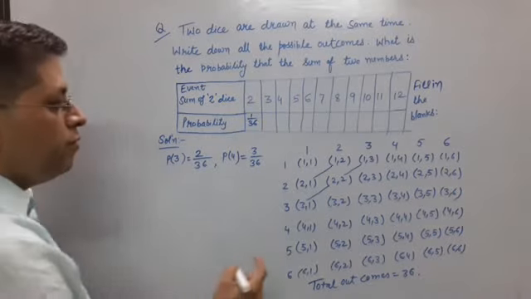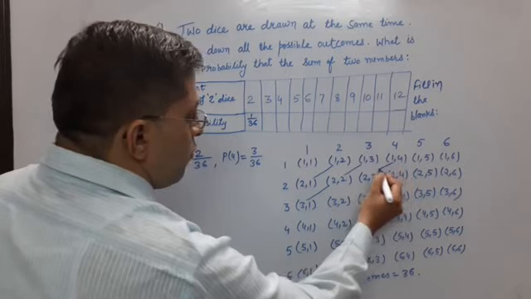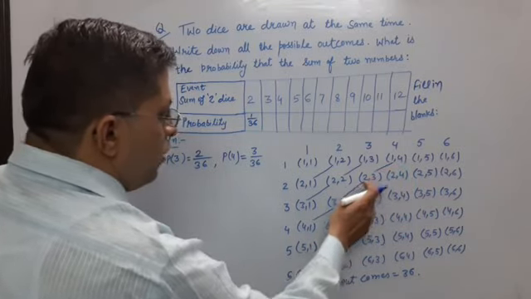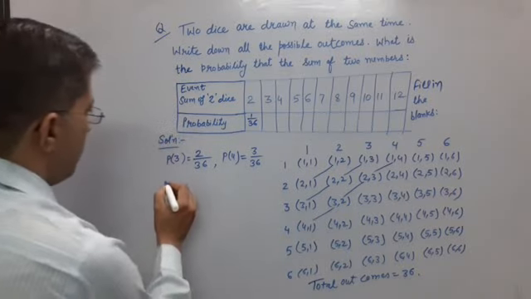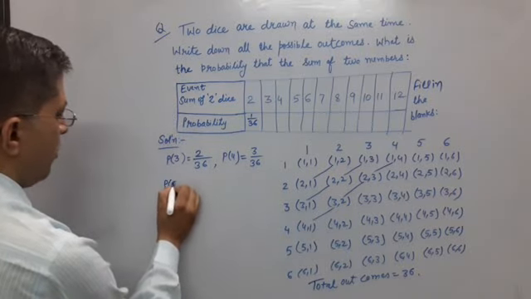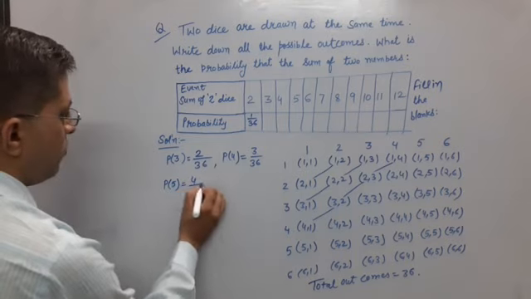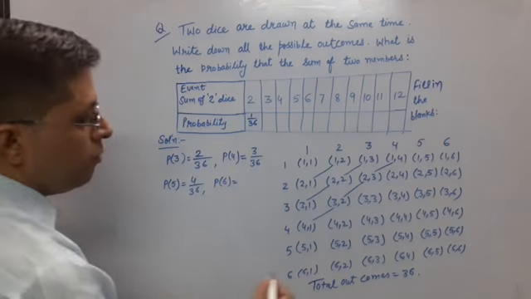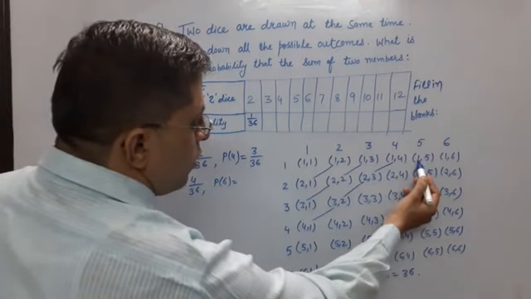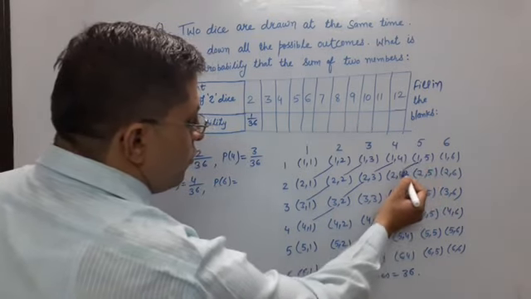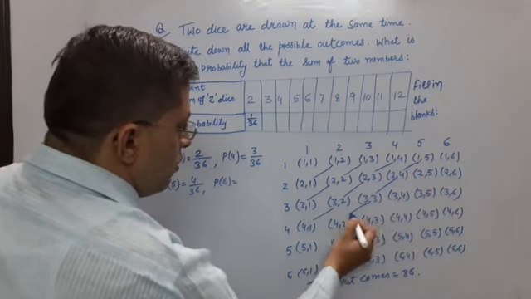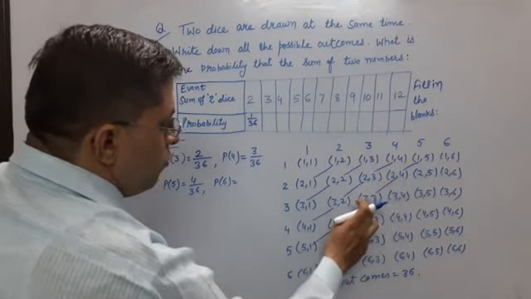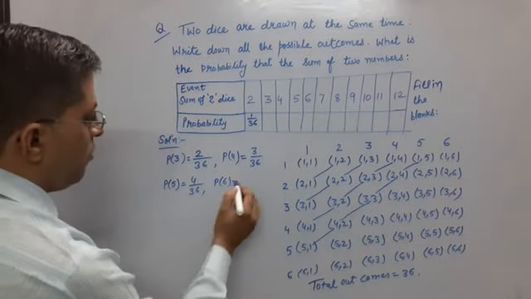Very clear. Then 5. Here is again 5 and here is again 5: 1, 2, 3, 4. So the probability of the sum being 5 is 4 times, 4 upon 36. Then when will the sum 6 come? 5 times: 1, 2, 3, 4, 5 times 6 is coming.